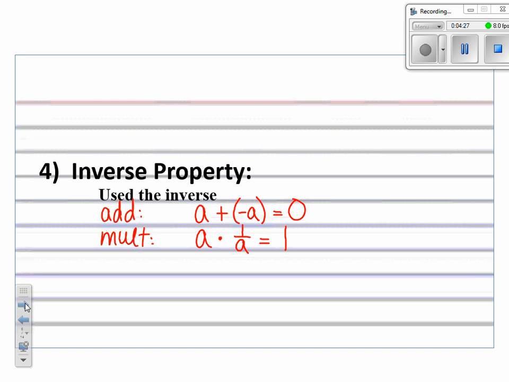Notice that 0 and 1 are in the inverse property and they're also in the identity property. They're just in a different location.